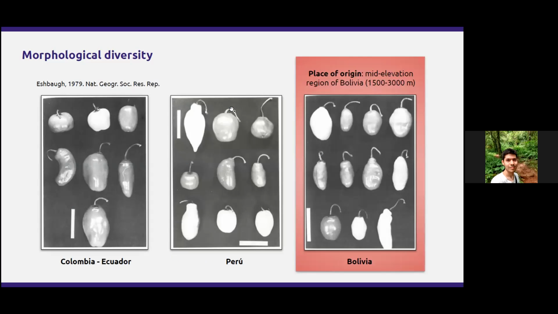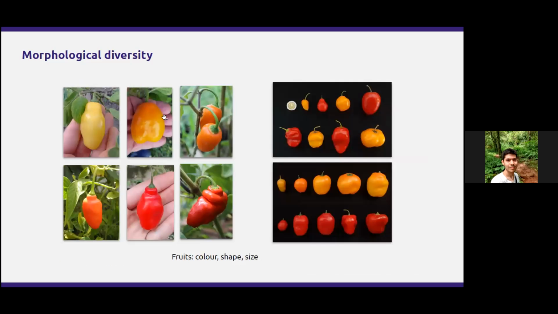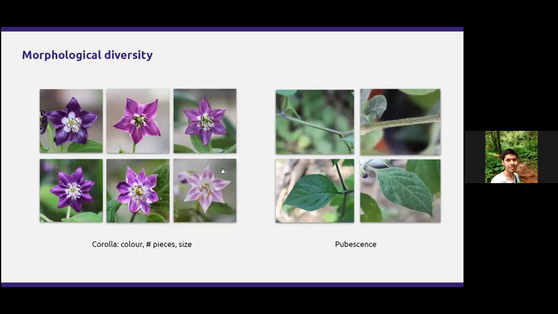These photos are black and white, and these express more color. And to add a little color to these photos, here I show you these photos taken by our team that also point out the morphological diversity of fruits in terms of shape, size, and color. And there are other characteristics of pubescence that show some morphological diversity.